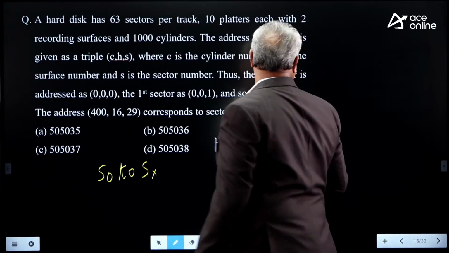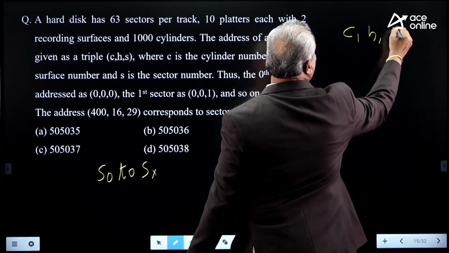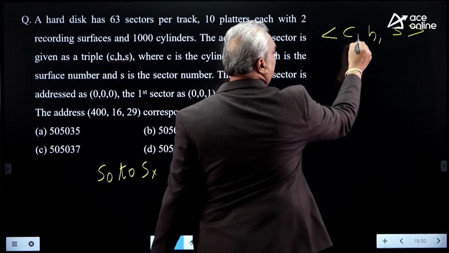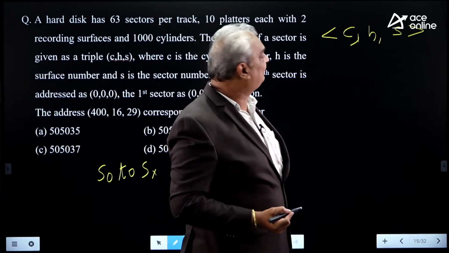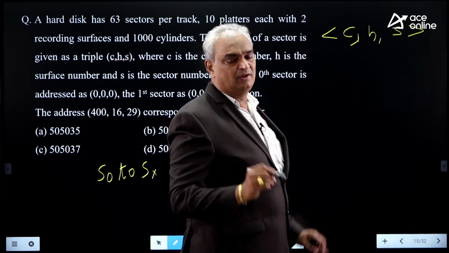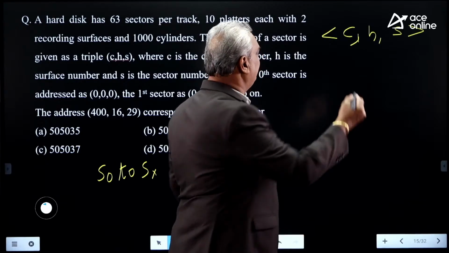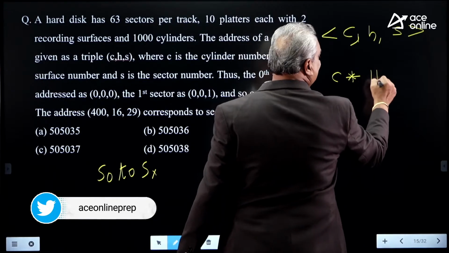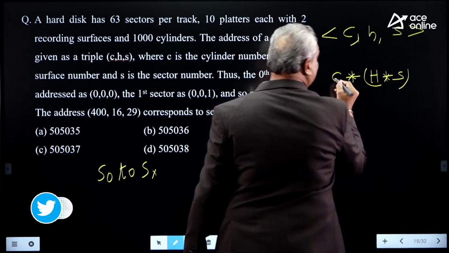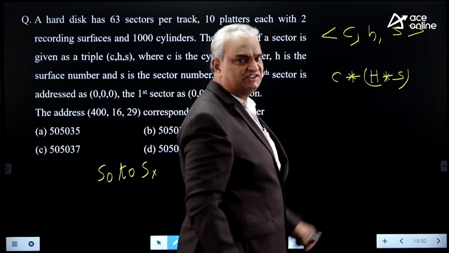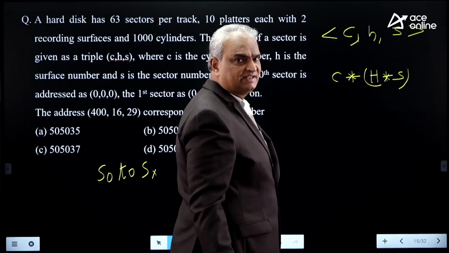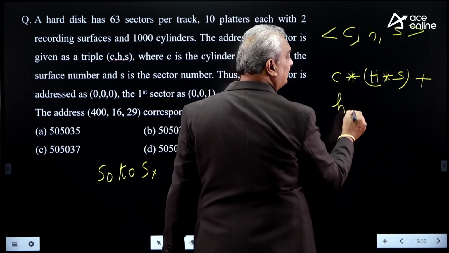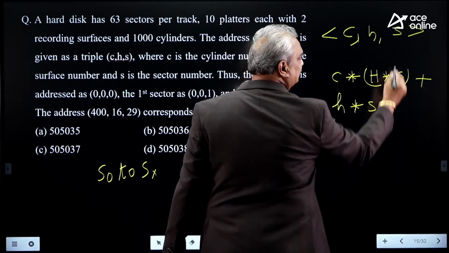Okay. In this, he gave CHS format. What does C tell? Cylinder number. H tells surface number. S tells sector number. What is the standard method for this? Given cylinder number into H into S. What does H tell? Number of surfaces into number of sectors in one track, plus given surface number into S, plus given sector number.